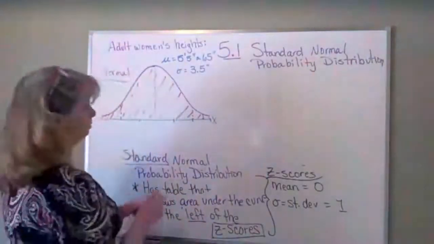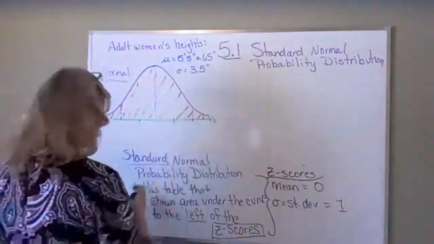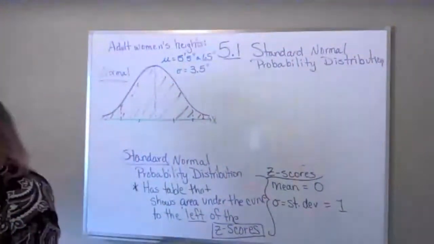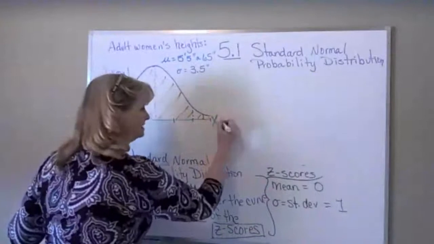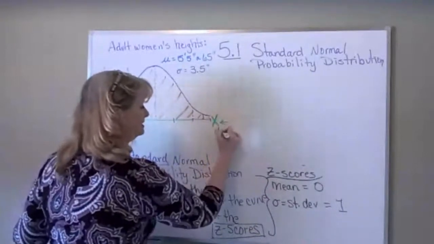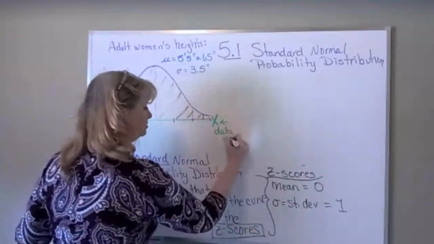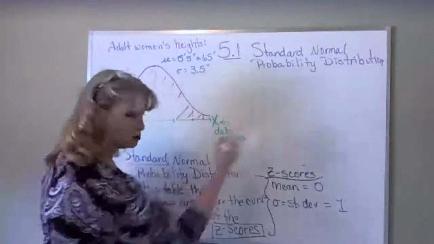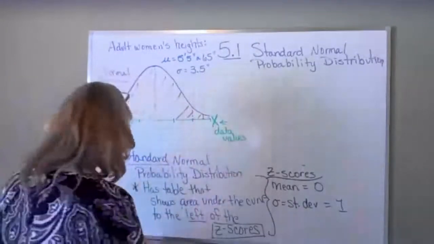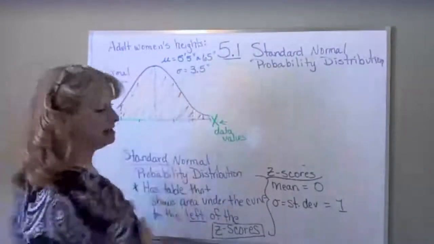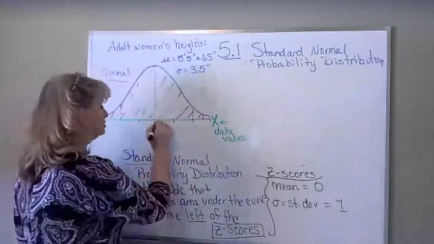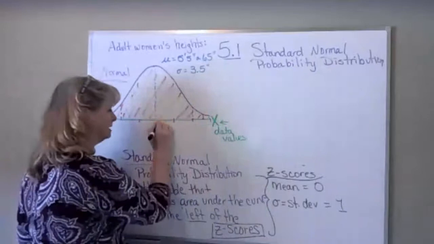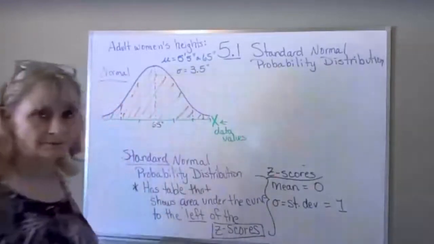Apparently not. So what that means is that if I'm looking at data values, I'm putting data values here, so I'm going to call this X. X being the data values, like the actual heights in this case. So we're going to do this in inches because it's a little easier. Then 65 inches would go right here in the middle because the mean is always in the middle.